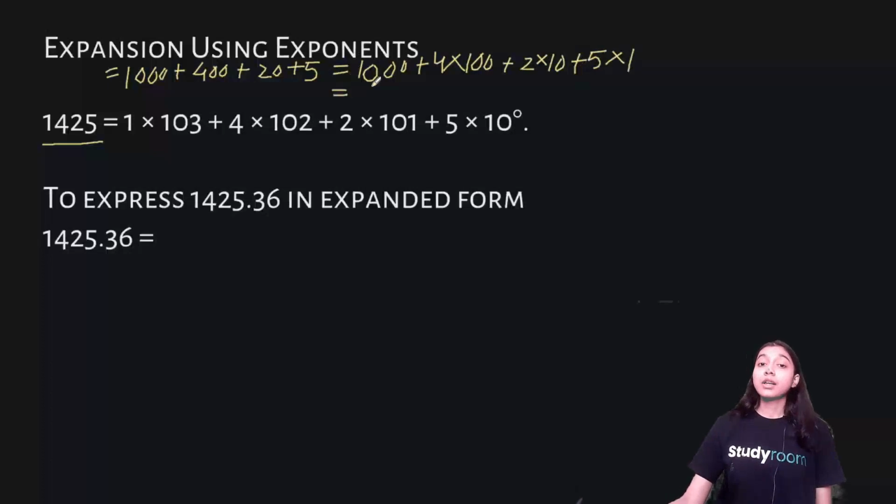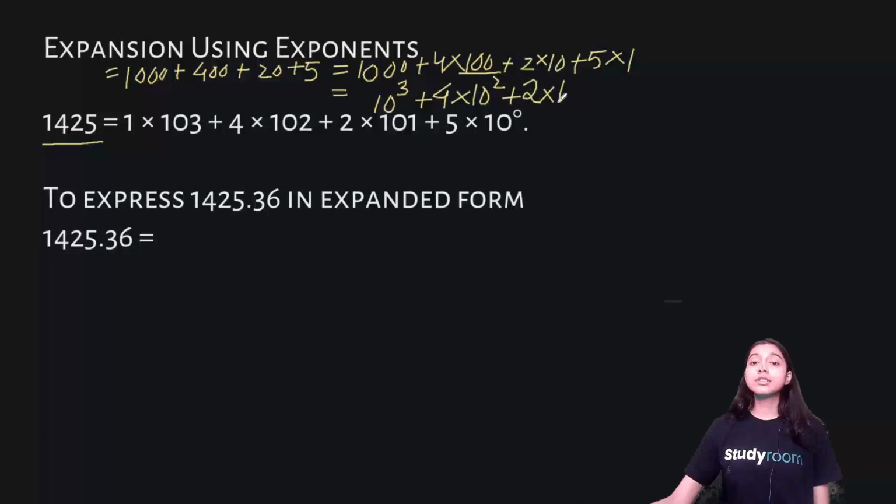Now, this 1000 can be written in exponent form. How? In 1000, 10 is multiplied 3 times with itself. So this 1000 can be written as 10 cube. Again, we have 4 multiplied with 100. In 100, 10 is multiplied 2 times. So 100 can also be written as 10 square. Again, we have plus 2 multiplied with 10. So this means that the power of 10 over here is 1. Plus 5 multiplied with 1.